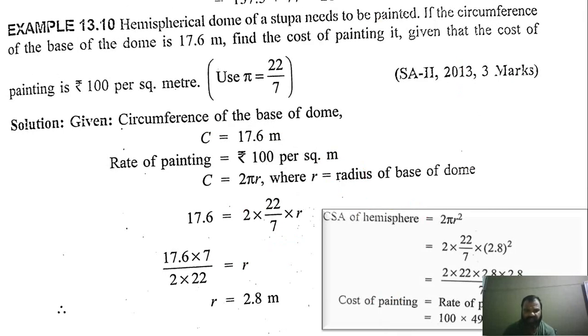Last, I think it is the last example. The hemispherical dome of a stupa needs to be painted. You have seen hemispherical domes in many temples, like the Jagannath temple, and there are also other temples. It is a dome, which is called hemispherical. If the circumference of the base of the dome is this many meters, the circumference means 2 pi r.